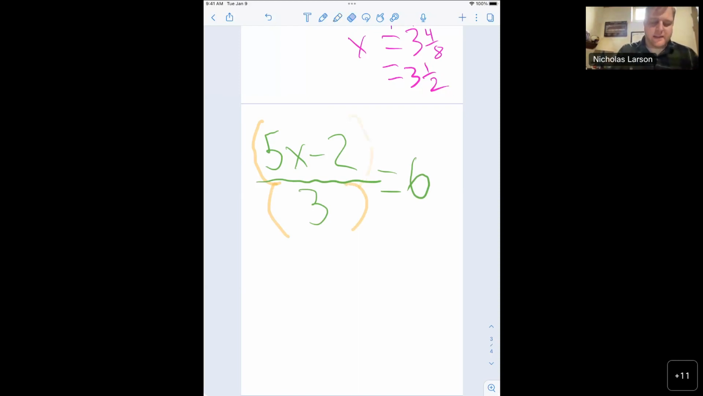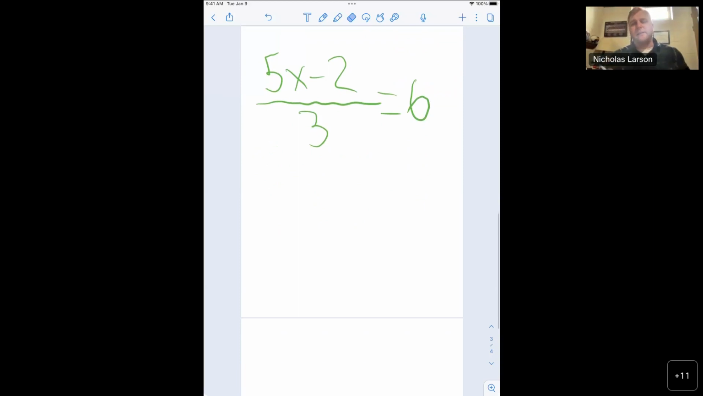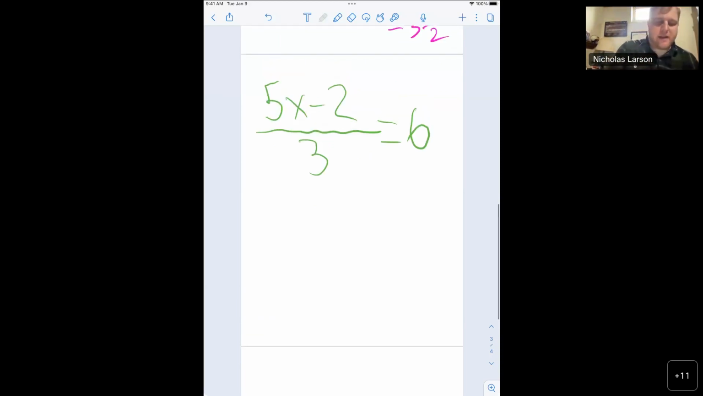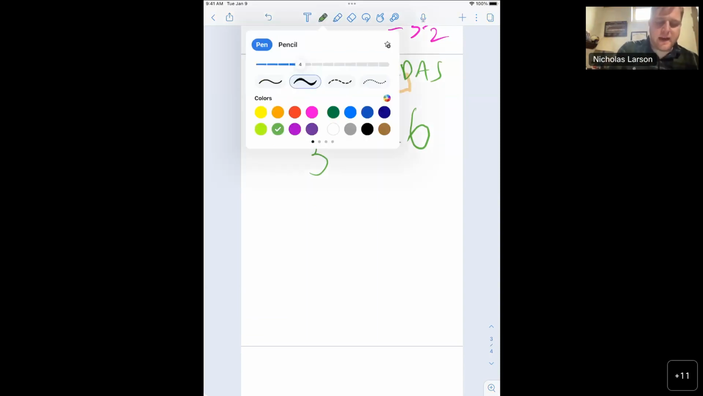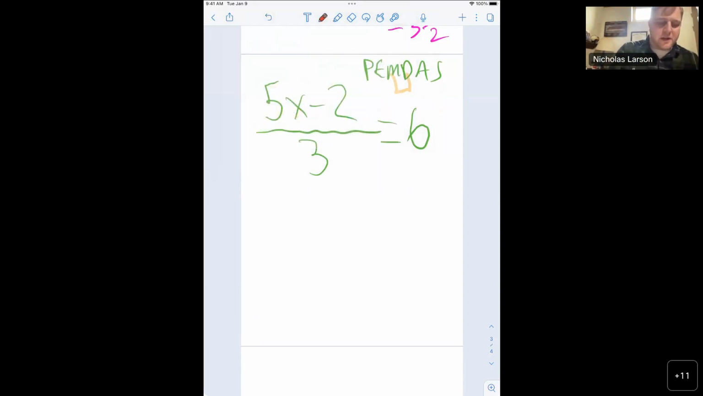So when I look at this, this says 5x minus 2 divided by 3 equals 6. What is my first step? If this 5x minus 2 is being divided by 3, and I think about PEMDAS, what is the inverse operation of division? Multiplication. So I need to multiply the top of this equation by 3, okay?